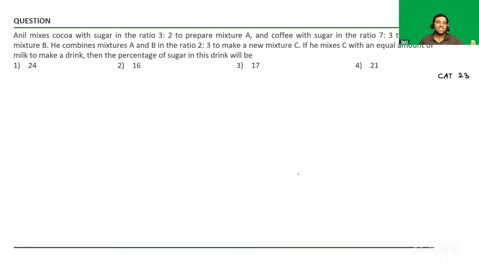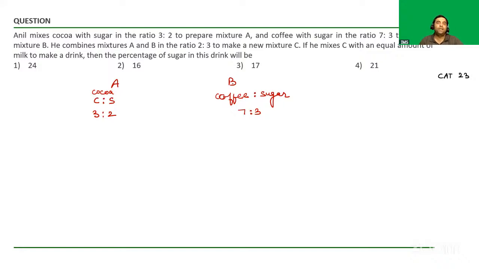So we'll start step by step. First of all, mixture A is formed by mixing cocoa with sugar in the ratio 3:2, while mixture B is formed from coffee with sugar. It is in the ratio 7:3, right? And we have prepared mixture B.